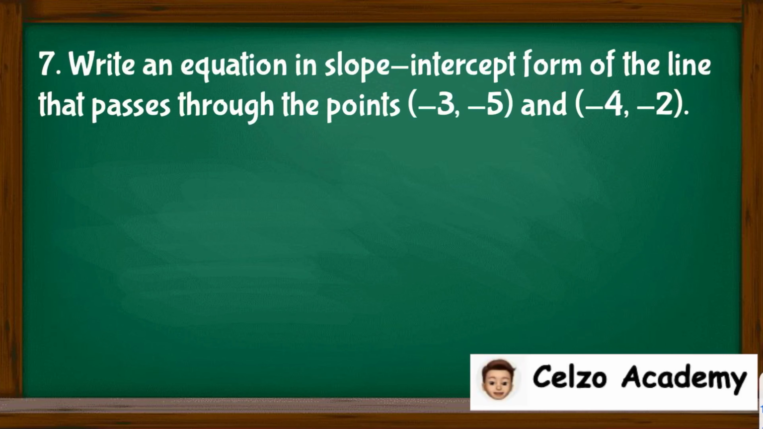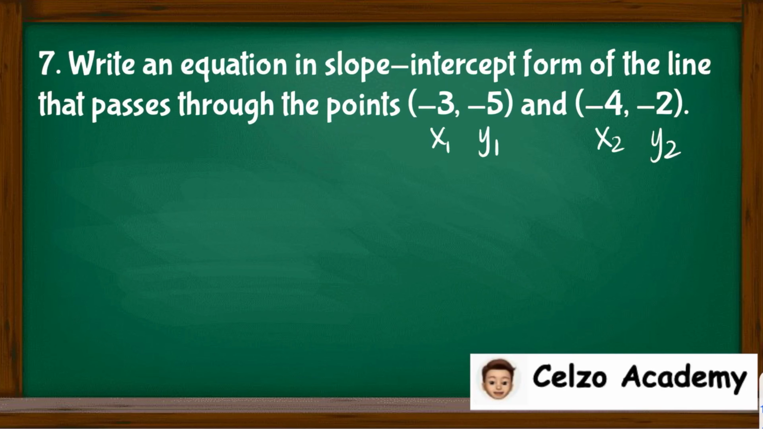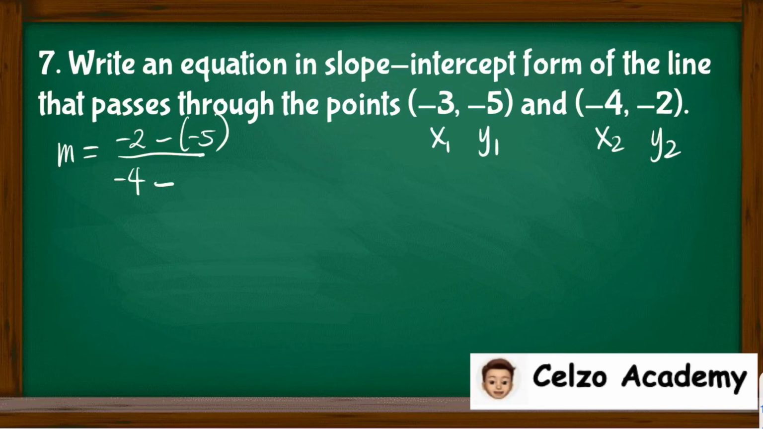Question number 7 passes through the points (-3, -5), which is our x sub 1, y sub 1, and (-4, -2), our x sub 2, y sub 2. Solving for the slope m, we have y sub 2, -2, minus -5, divided by x sub 2 is -4, minus x sub 1 is -3. So now we have m is equal to -2 plus 5, which is 3, over -4 plus 3, which is -1. So the slope here is -3.